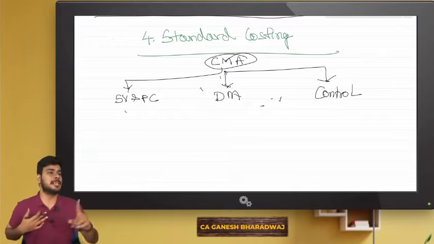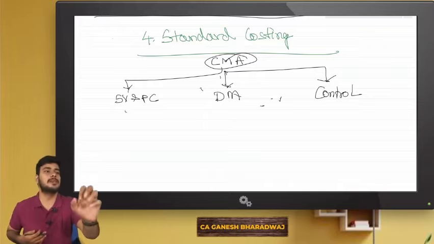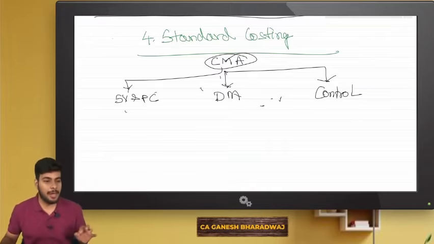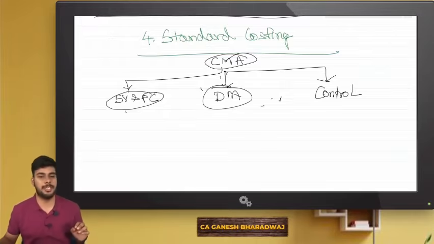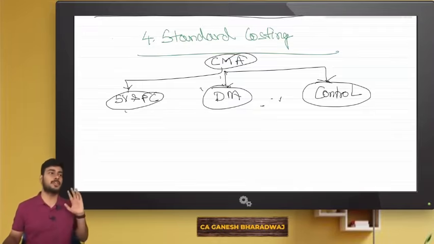Now, our subject doesn't have one purpose like that. Our subject has three purposes. One purpose is stock valuation and profit computation. One purpose is decision making. The other purpose is control.